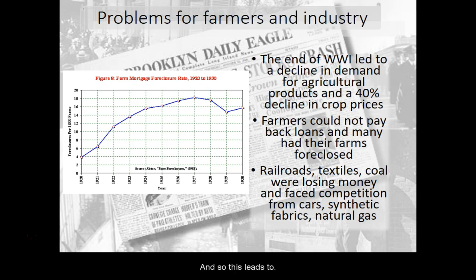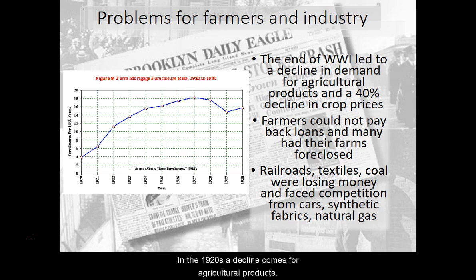And so this leads to more and more farmers taking out loans to buy more land so that they could plant more crops, and also buy new and specialized equipment that's going to help them to better harvest their crops. Well, after the war's over, we don't need that anymore. We're no longer feeding our troops and our people at home and our allies. We're just feeding really our people at home.